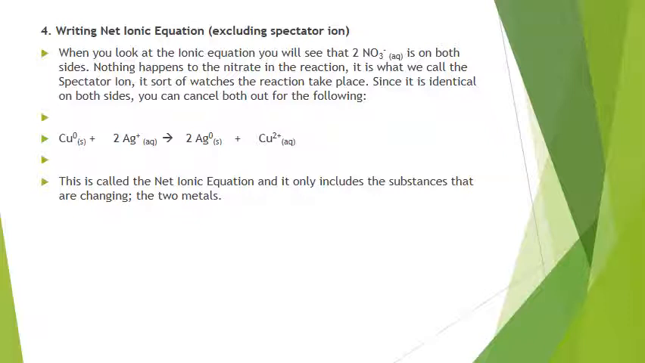So what you're going to do is, if you look at the previous reaction, you'll notice that you have 2 nitrates on both sides. They cancel out because they don't participate in the reaction. They just stay the same. So since nothing happens to them, just cancel them out. And then you end up with this here. Okay, so the net ionic equation is simply the ionic equation without the spectator.